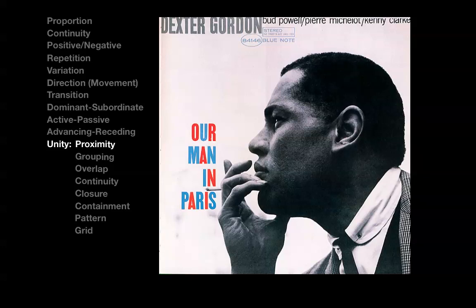Unity through proximity, or closeness, is clearly on display in this Blue Note cover by Reid Miles. The album's title, set in red and blue, is very close to the figure's hand. The figure's cigarette seems to control and stabilize the position of the title text.